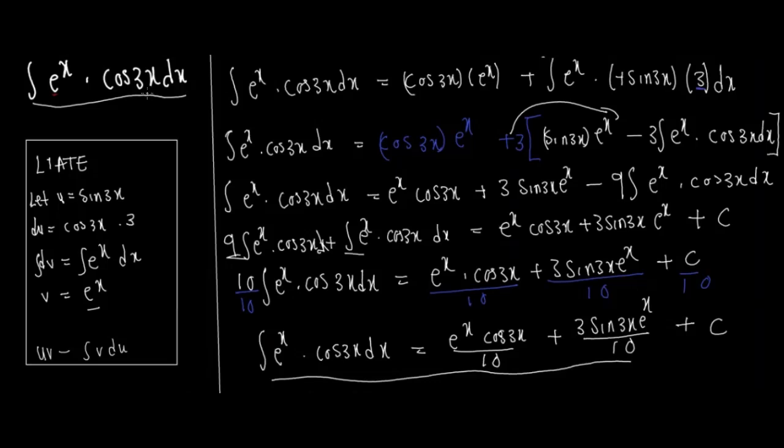So let's try another one. Let me just divide some space here. So let's say this time you're given the integral of x squared minus 2x plus 1 times e to the x. Should be e to the 2x.